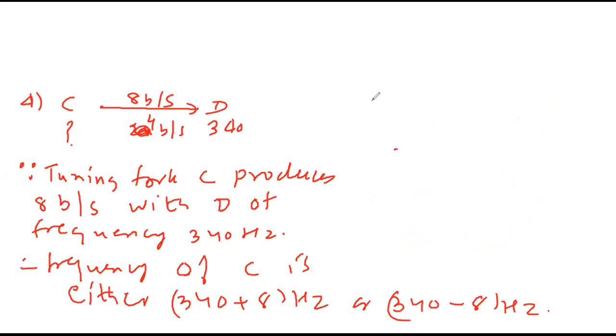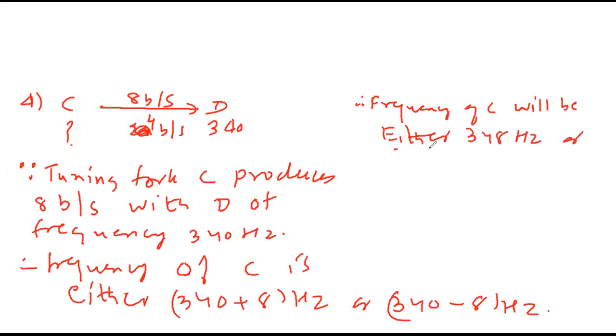Therefore, frequency of C will be either 348 Hertz or 332 Hertz. To check whether it is 348 or 332, one more wording is given. What are the prongs of C, filed or loaded? What are the prongs of tuning fork C, filed or loaded?